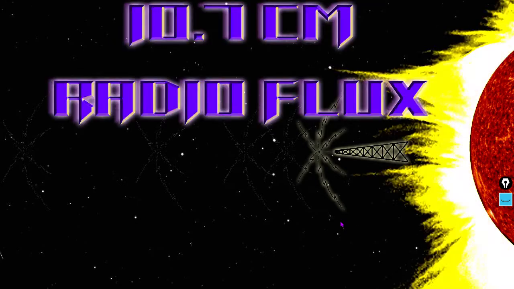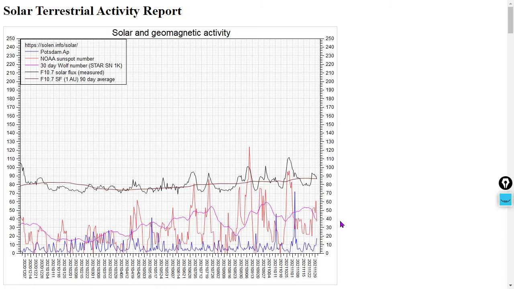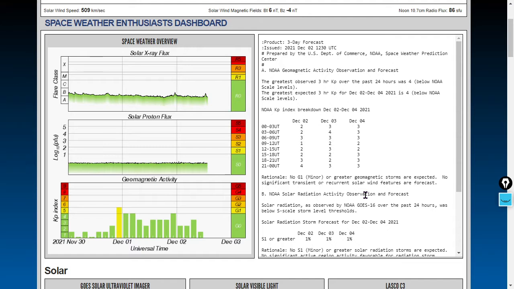The radio flux has dropped down to 86. So the 10.7, the F10.7, whatever you want to call it, the 10.7 centimeter radio flux is the most proportional data set to sunspot number. There's the one-year chart, the black lines, the radio flux, the red lines, the sunspot number.